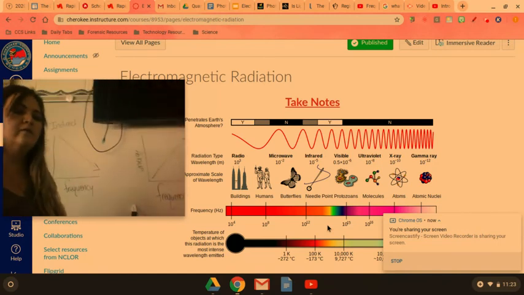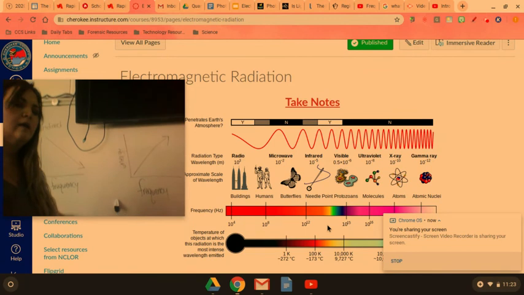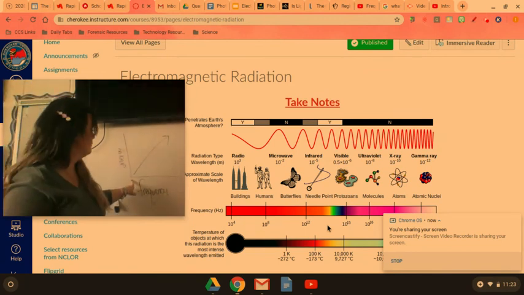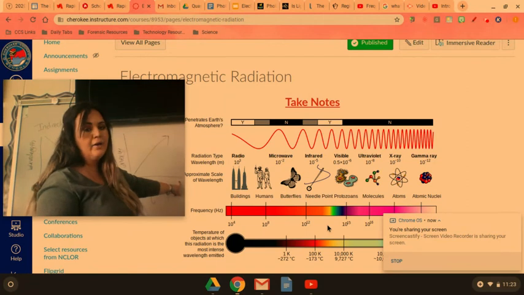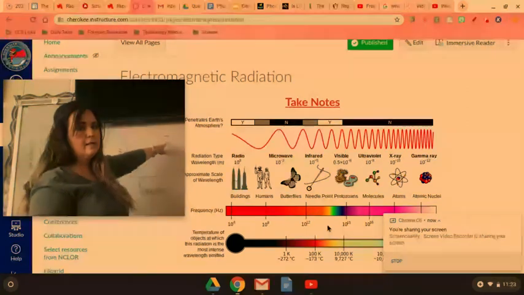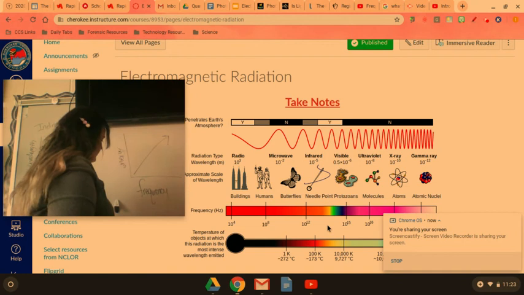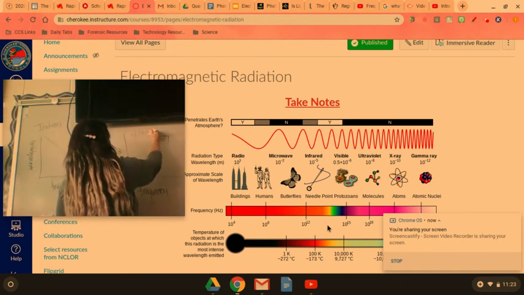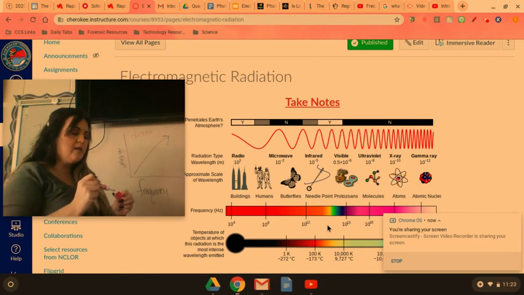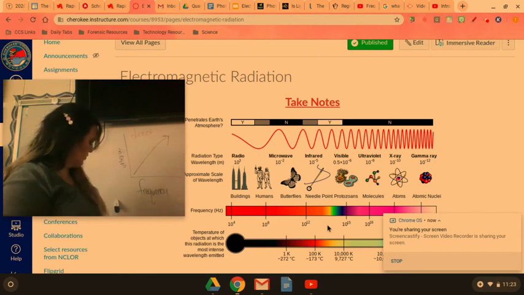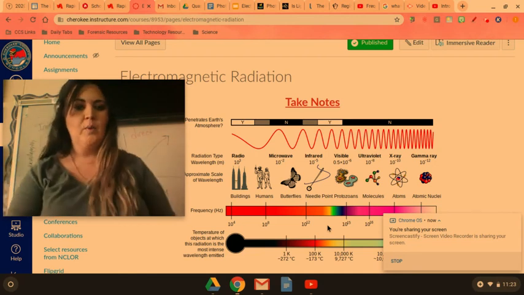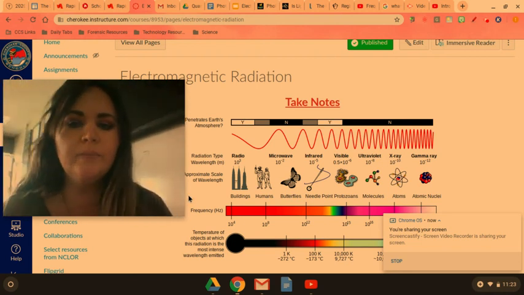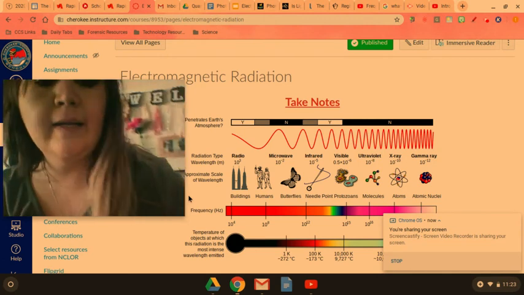Okay, so if you move over here, this is energy and this is frequency. As the frequency gets higher, the energy gets higher. And this is a direct relationship. So these are two graphs that you will need to be able to talk about a little bit more. So let's look at the electromagnetic spectrum.